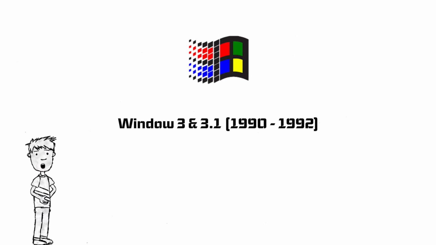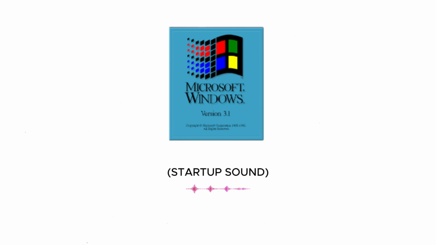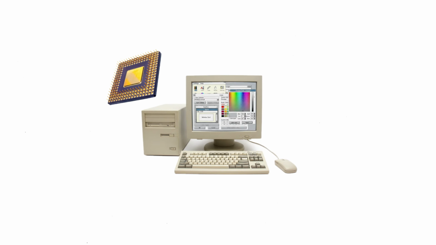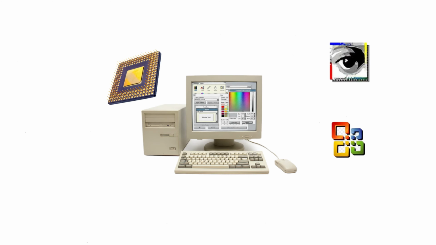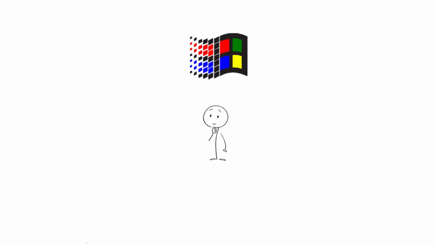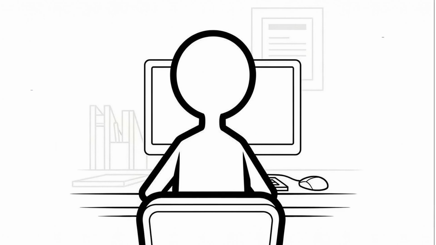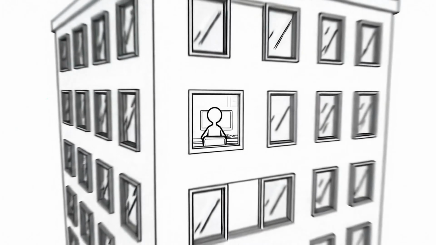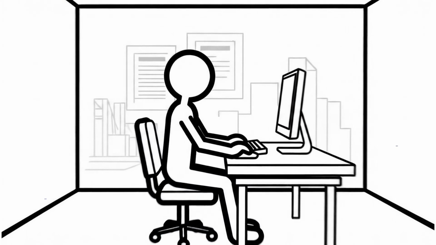Windows 3 and 3.1. Windows 3 introduced better colors and a cleaner interface. Computers also became stronger with new processors, so people could run heavier software. Windows 3.1 added an important feature: drag and drop. Now users could move files easily without typing commands. This version made Windows common in homes, not only offices.